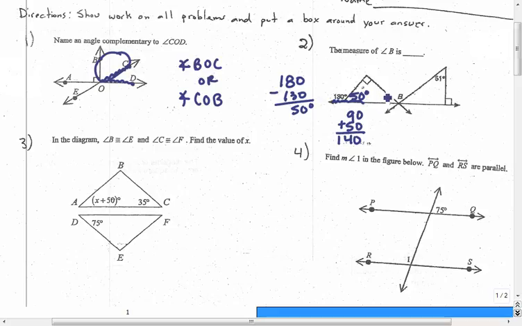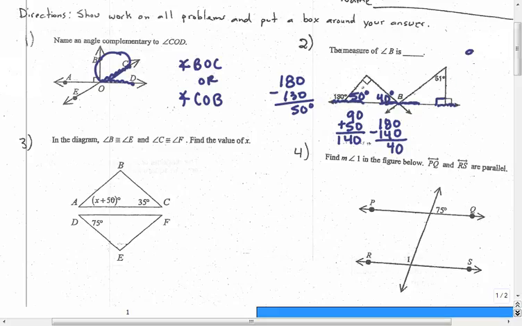Well, I've got a triangle here. A triangle adds up to 180 degrees. So 180 minus 140 is going to leave me with 40 degrees remaining. So this is 40 degrees. Okay, I still can't find B because I have 3 angles that make this straight line. If I go over here, I've got a right angle. This forms a straight line, so this has to be a right angle as well.